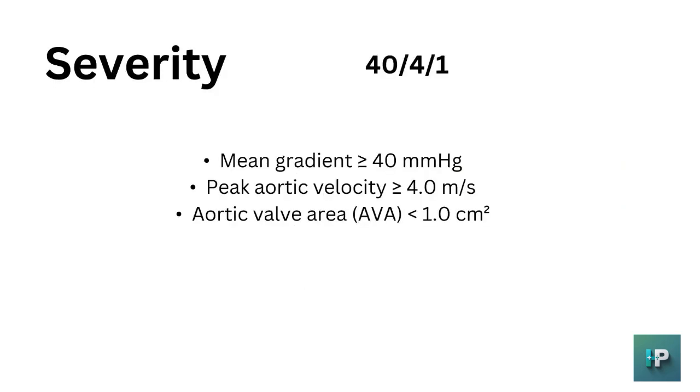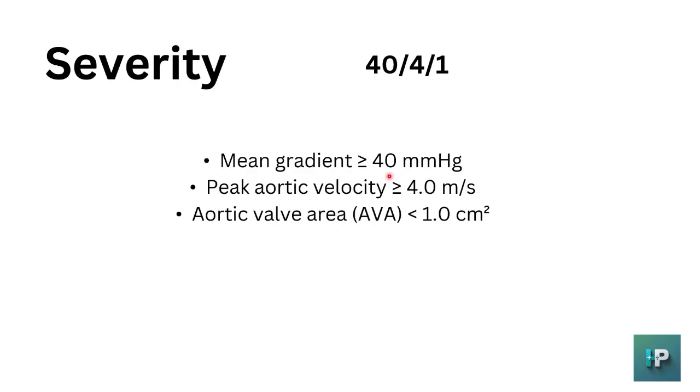And then let's see about the severity of disease. The severity in this case is by the 40-4-1 rule. Here, as I said, there will be a pressure gradient created between the left ventricle and aorta in aortic stenosis. In a normal case, there will not be any pressure gradient. Both pressures are equal. But in case of aortic stenosis, there will be a pressure gradient. If the pressure gradient, that is the difference of pressure, is more than 40, it's considered as severe aortic stenosis.